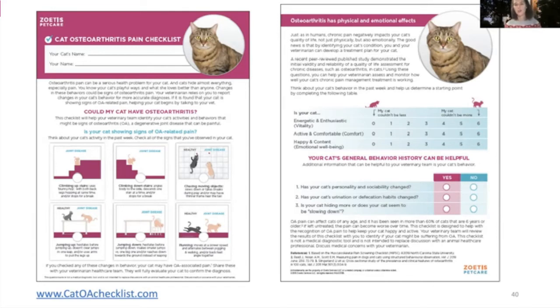And then there are also incorporated some questions about quality of life. So about energy and enthusiasm, activity and comfort, happiness and contentment. So based on Jackie Reed's work. And then again, looks at some of those behaviors that were on the right of that chart that look at changes in an individual cat. So not whether or not it's abnormal, but whether it's changed in your cat, personality and sociability, litter box use, and hiding more.